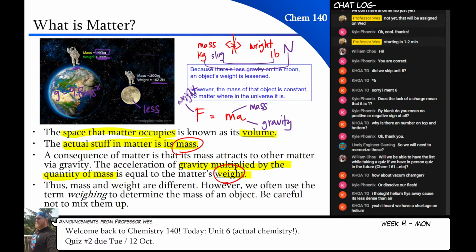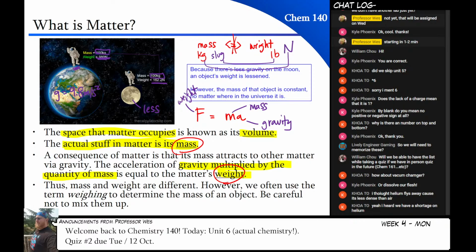But the amount of mass that you have is the same. I don't know how I got that really thin line there. So your matter is constant throughout the universe, no matter where you are, but your weight will change.